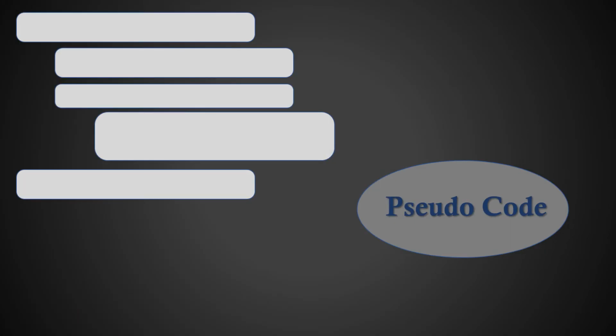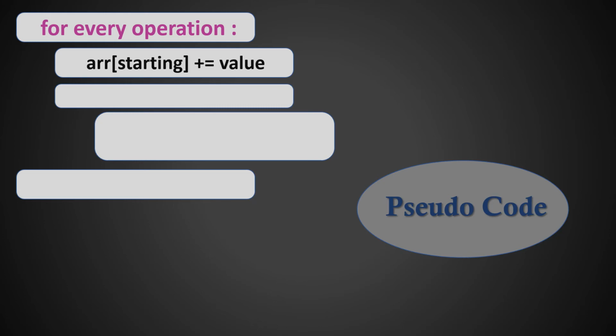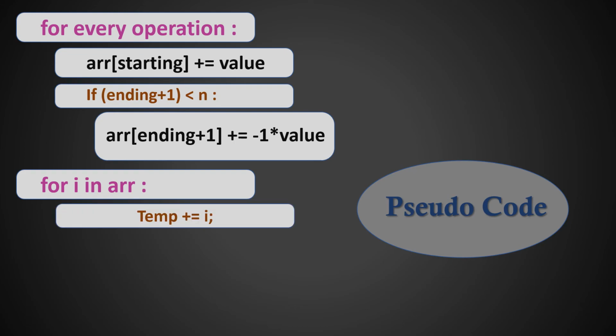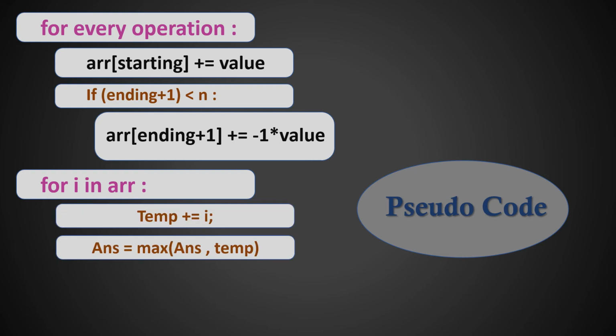This is the algorithm. For every operation, add the value to the starting index of the array. If ending + 1 is less than n, then add the negative value to the ending + 1 index of the array. After all the operations, loop through the array and add the value to a temporary variable. Keep track of the maximum value of the temporary variable in answer. The value of answer at the end is our answer.